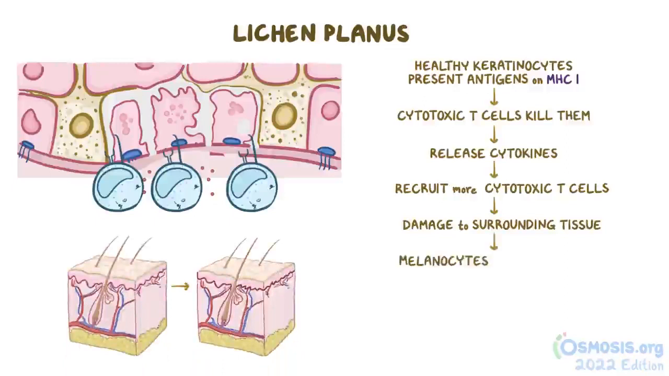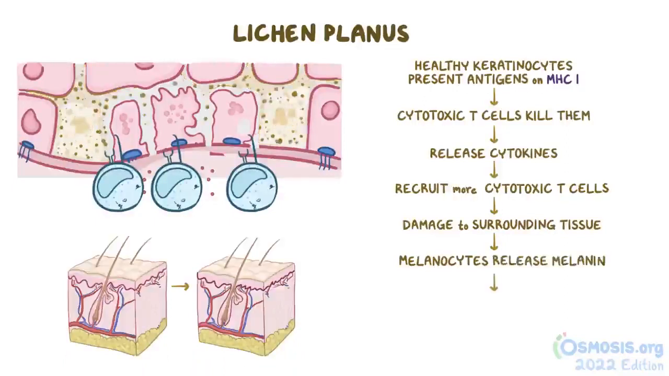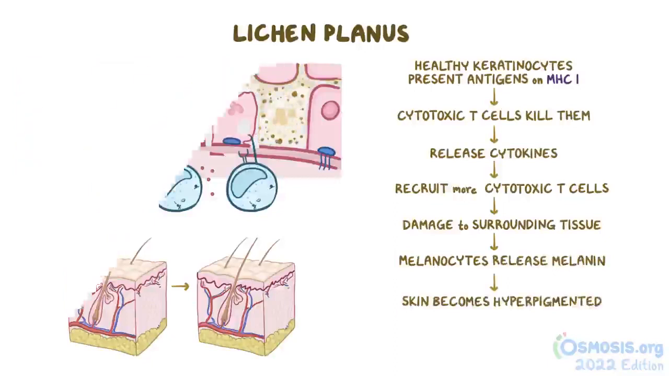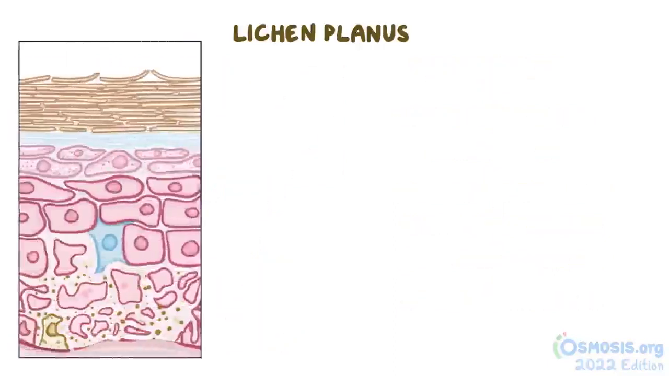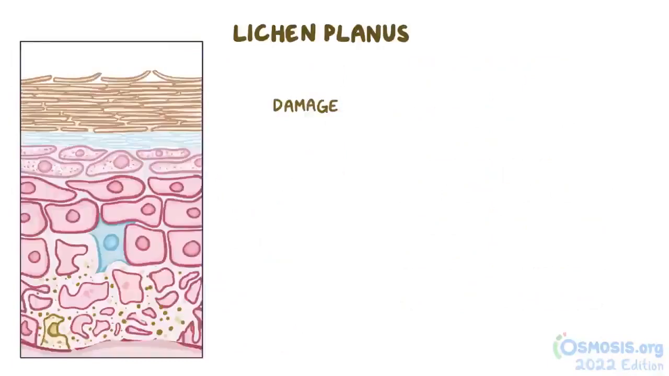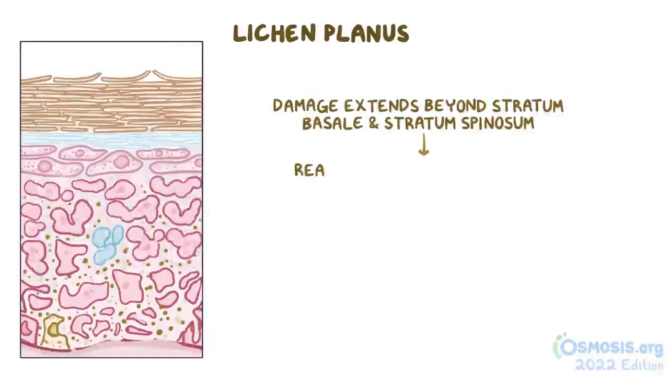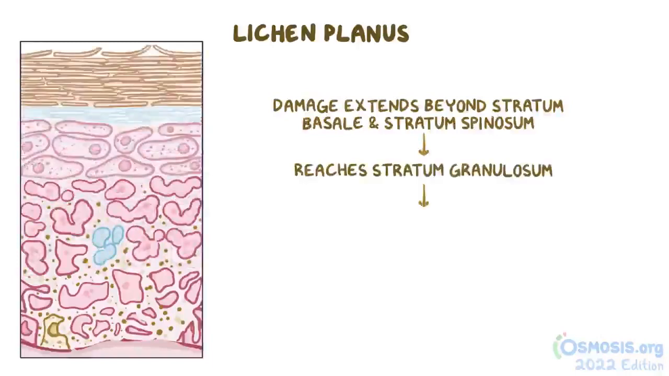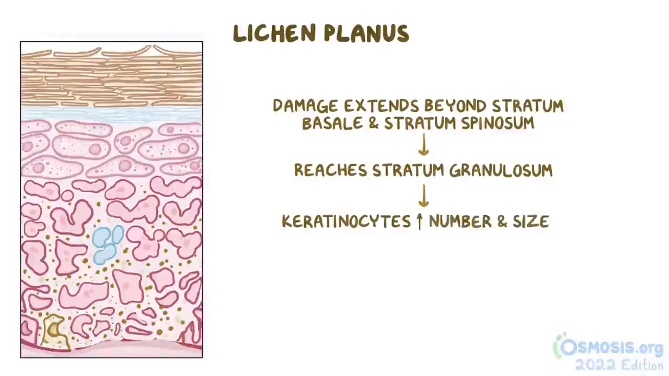Also, melanocytes at the stratum basale become damaged, and they release their melanin, causing the skin to become darker or hyperpigmented. Over time, the damage caused by cytotoxic T cells extends beyond the stratum basale and the stratum spinosum and reaches the stratum granulosum. Keratinocytes in the stratum granulosum respond by increasing in both number and size, which causes the stratum granulosum to become thicker, and this is called hypergranulosis.